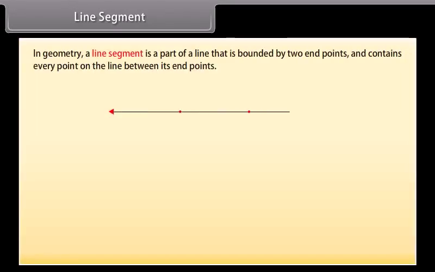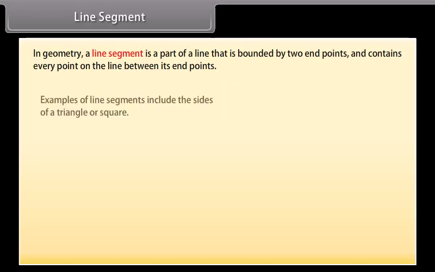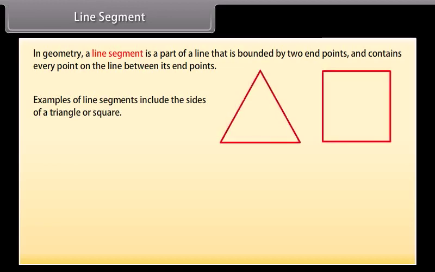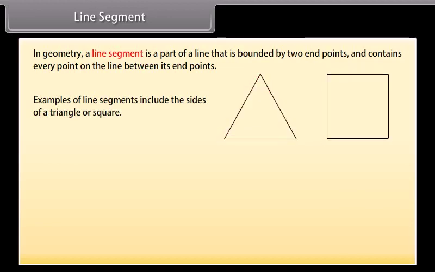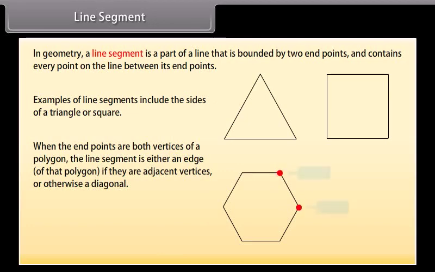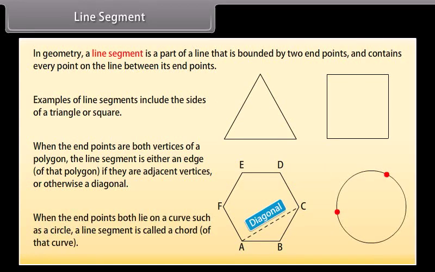Line segment. In geometry, a line segment is a part of a line that is bounded by two endpoints and contains every point on the line between its endpoints. Examples of line segments include the sides of a triangle or square. More generally, when the endpoints are both vertices of a polygon, the line segment is either an edge of that polygon if they are adjacent vertices or otherwise a diagonal. When the endpoints both lie on a curve such as a circle, a line segment is called a chord of that curve.